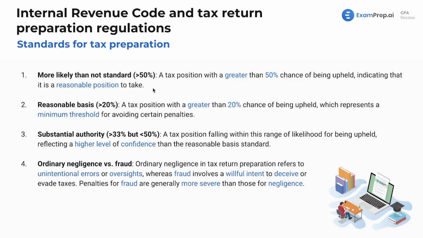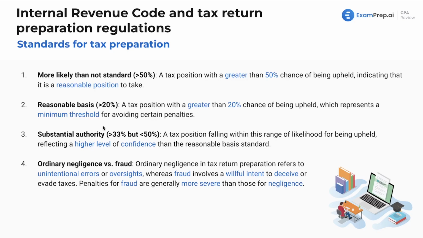Now, it's not going to be your job on the exam to look through different possibilities and assign a percentage to them. You just need to know the differences here. Now, if the reasonable basis is greater than 20%, that is going to be the minimum threshold to avoid certain penalties. That's a reasonable basis. And again, you're not going to have to determine, oh, this transaction would likely fall under the 20% or above the 20%. But it's just something to be familiar with. So if it's determined that there is a 25% chance that this will get past the IRS, well, that's the bare minimum, right? It's 20%, 25, that's not too far above the bare minimum.